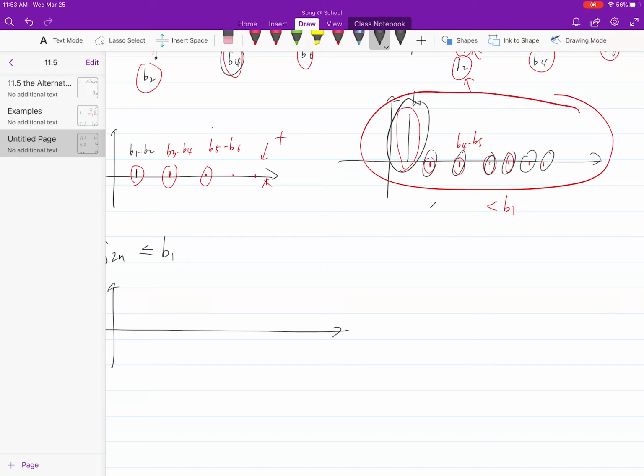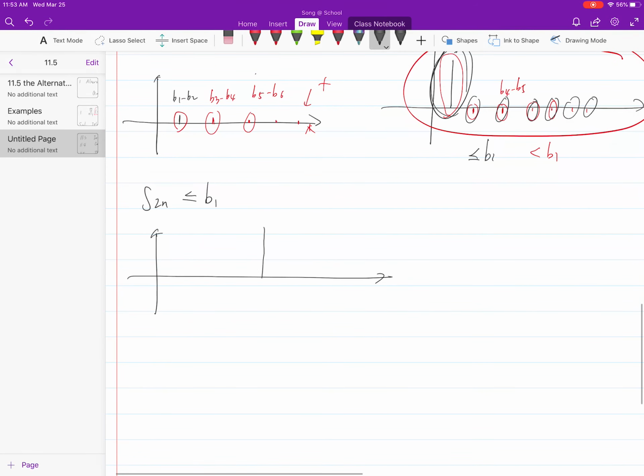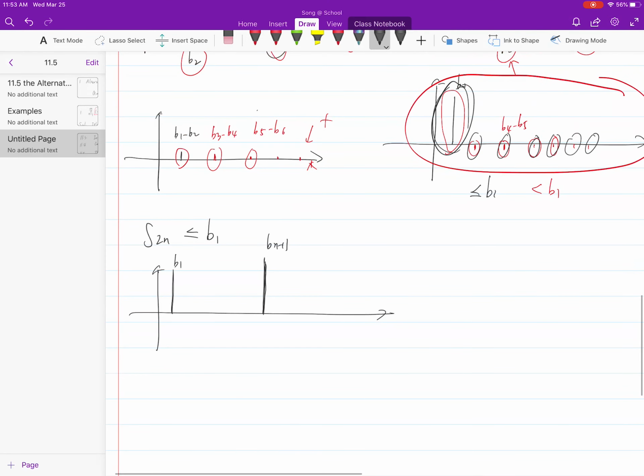All together will be just less or equal than the first term. Now imagine the same graph, but this time you don't start from B1. You start from Bn plus 1. Okay, and do exactly the same trick by grouping things together.